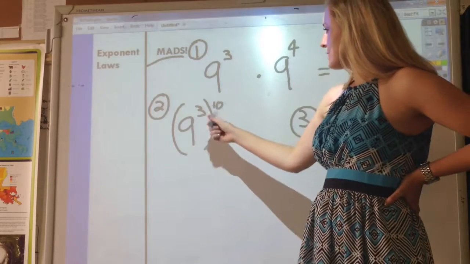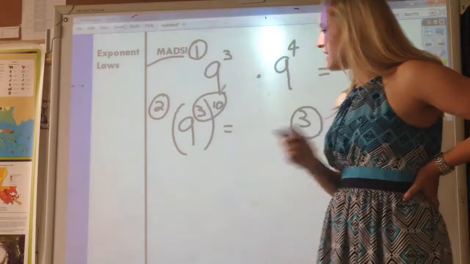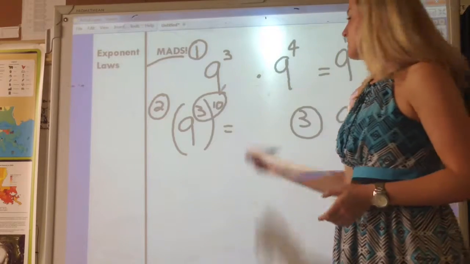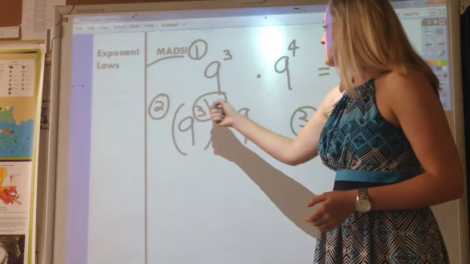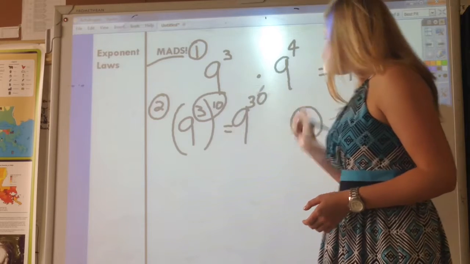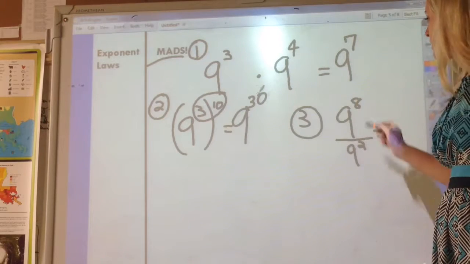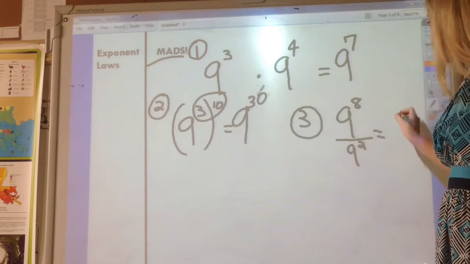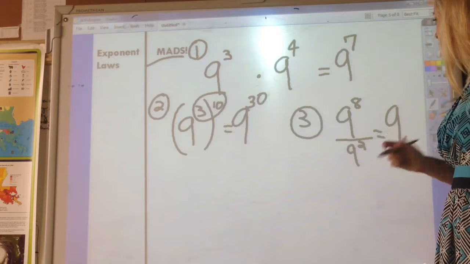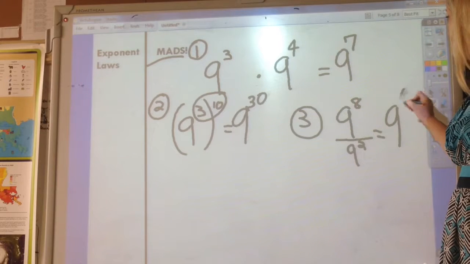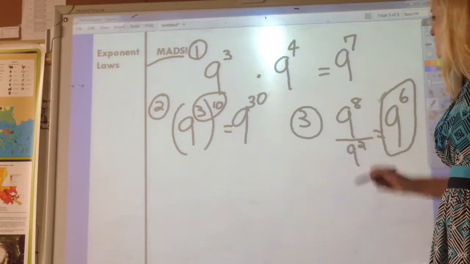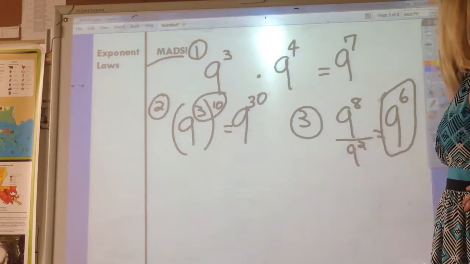Now, if I see two numbers squished together like these are, I always know that that means multiply. So bring my base out. 3 times 10 is 30. And let's do one more. If I'm dividing, I have the same base, rewrite my base of 9, and then I just subtract my exponents. So I come out with 9 to the 6th. Don't miss those, guys. Those are easy ones.